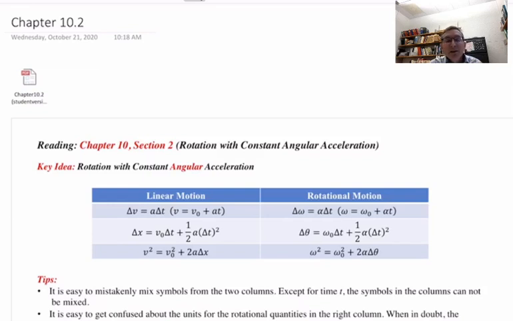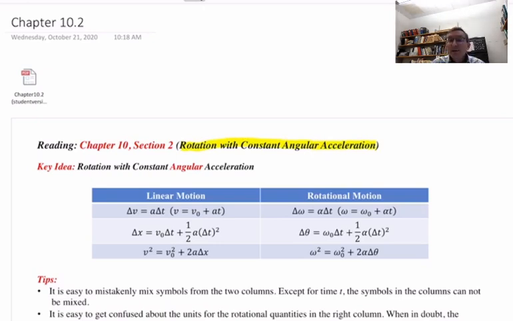Hello again, this is video lecture 10.2, and we're going to start by discussing the content from chapter 10, section 2 in our book, in which we're going to continue rotational kinematics, focusing on the special situation where the object is rotating with constant angular acceleration.